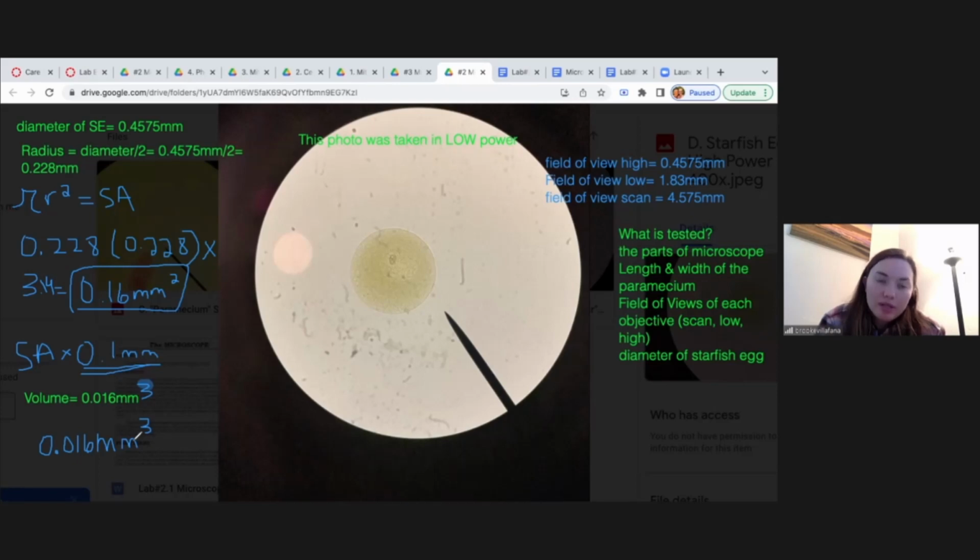So pull out a slide, pull out a paramecium, and practice the length and the width of the paramecium in lab. But for the surface area and volume, if you want to use the math I just did in your packet, that's fine. You can do that.